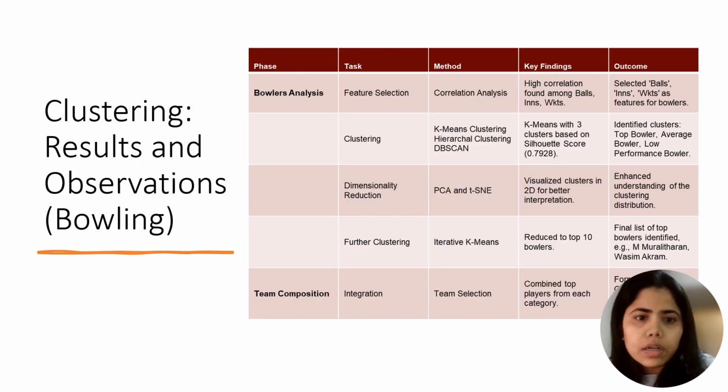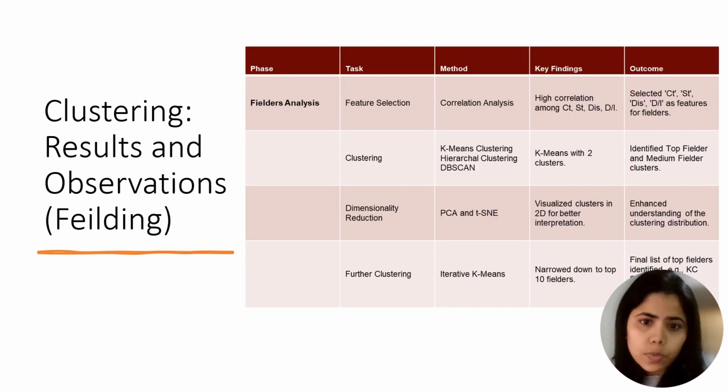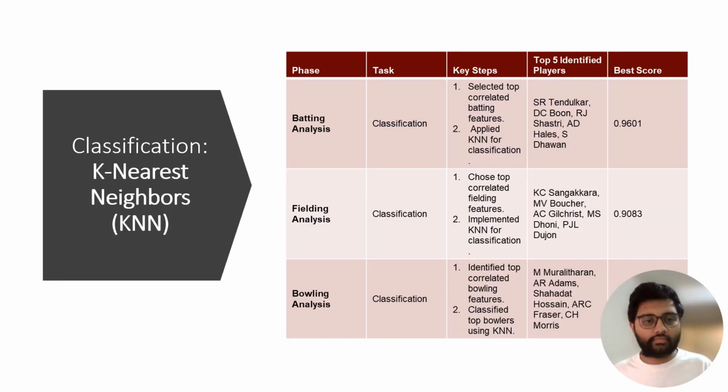Likewise, we have done clustering for bowling and fielding as well. And here are the results. I'll take over for classification. We have employed two methods. One is KNN and another is Naive Bayes.